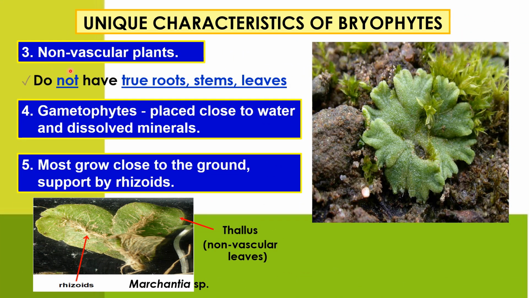Bryophytes are non-vascular plants. This is because they lack vascular tissues for transport of water and nutrients. They do not have true roots, stem, and leaf. Gametophytes usually live close to water and dissolved minerals. Most bryophytes grow close to the ground and are supported by the rhizome. Unlike roots, rhizomes lack specialized conducting cells, and rhizomes anchor the bryophyte to the substratum.